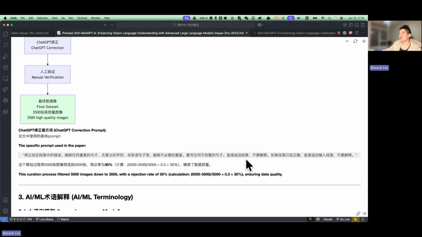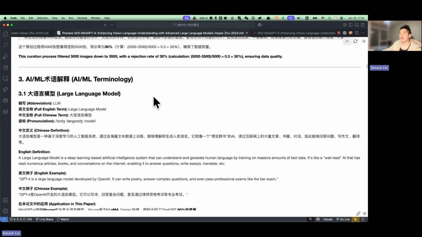Actually, the prompt is very human readable. AI and ML terminology.